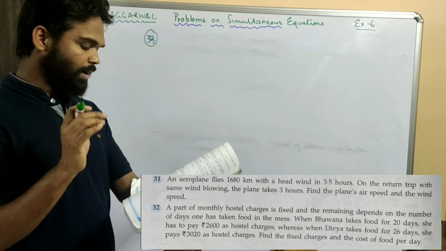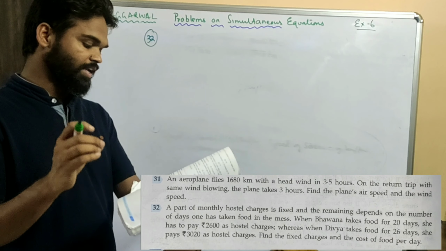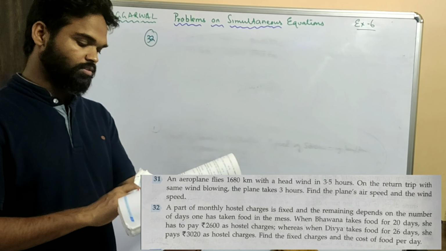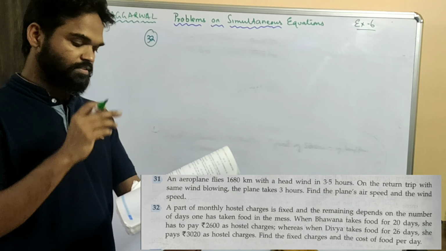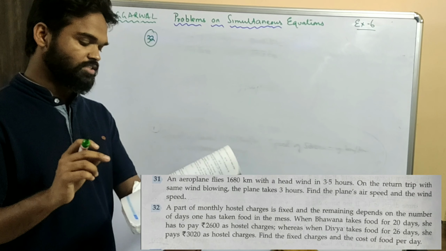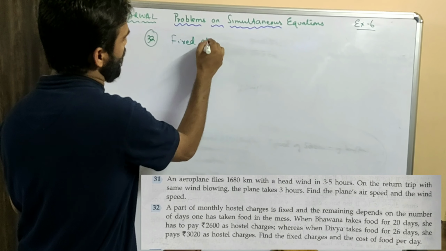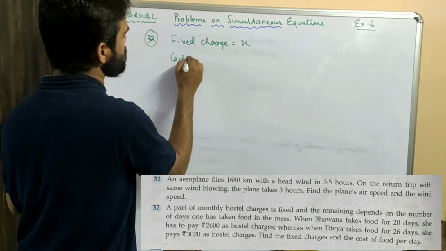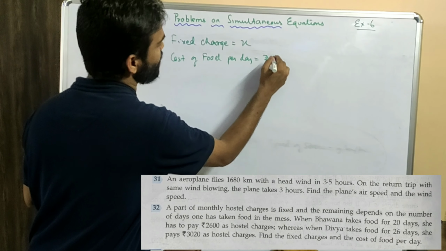A part of the monthly hostel charges is fixed and the remaining depends on the number of days one has taken the food in the mess. When Bhavna takes food for 20 days, she has to pay 2600 as hostel charge, while Divya takes food for 26 days, she pays 3020 as hostel charge. Find the fixed charge and the cost of food per day. Let the fixed charge be x and the cost of food per day be rupees y.